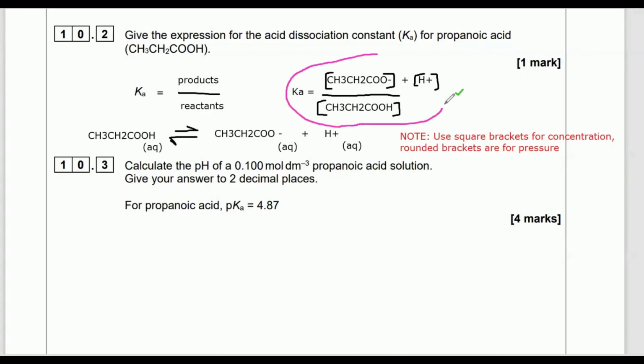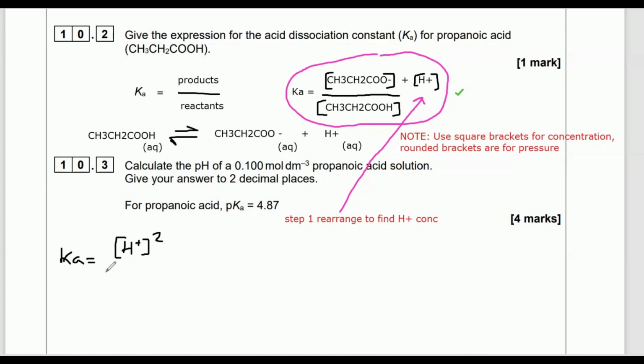Okay, so just highlight here, this is the expression we're using. We want to find H+. If you want pH, you've got to do the minus log of H+, the hydrogen ion concentration. That's what the pH is. So what we're really doing here is rearranging the equation that we had in 10.2 to make hydrogen ions the subject of the equation. So how are you going to do that?